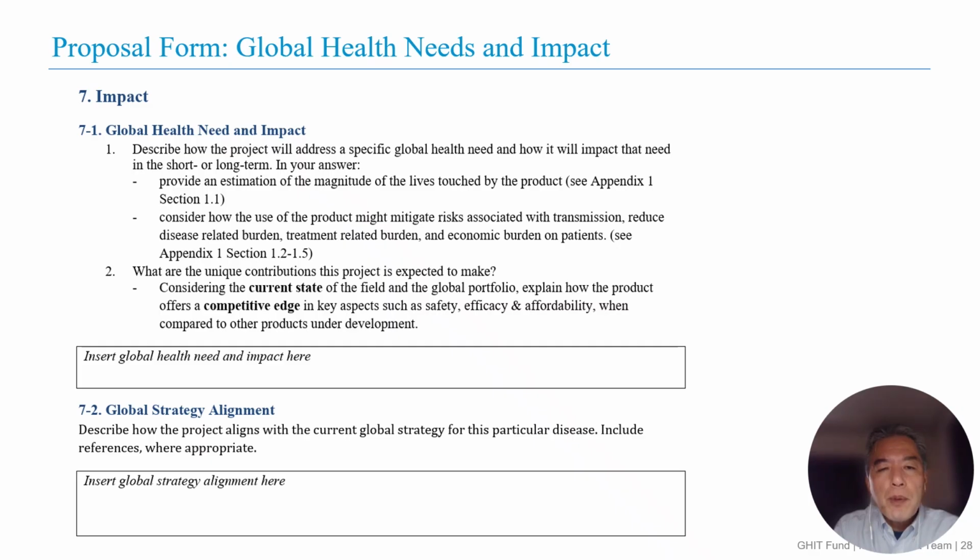This is important to outline where your project fits in the global landscape, in terms of how competitive you are, and how your approach differs from, or supersedes, products in the market or under development. You will also need to provide evidence and references to support your argument.